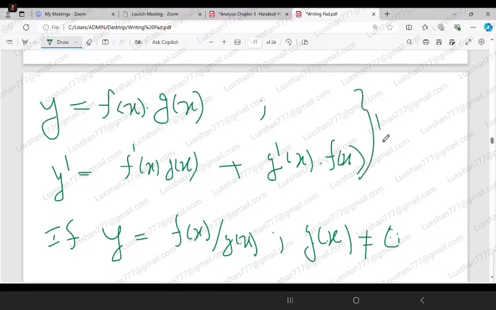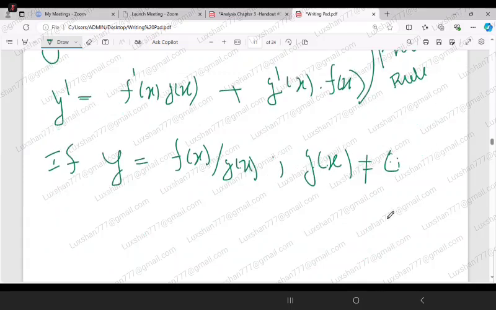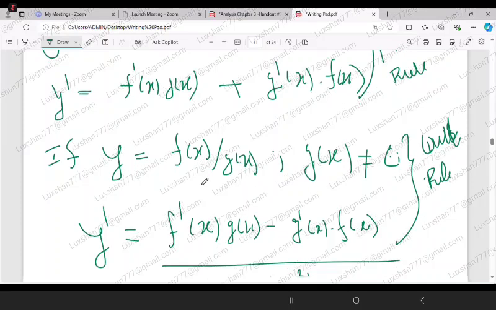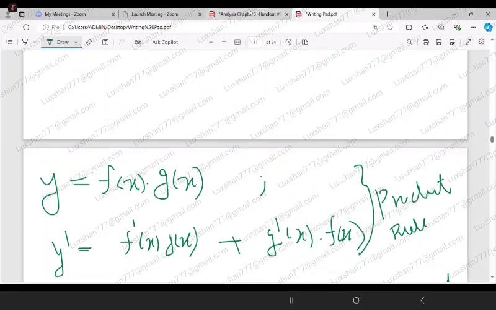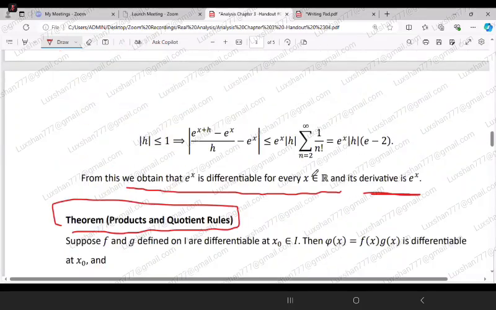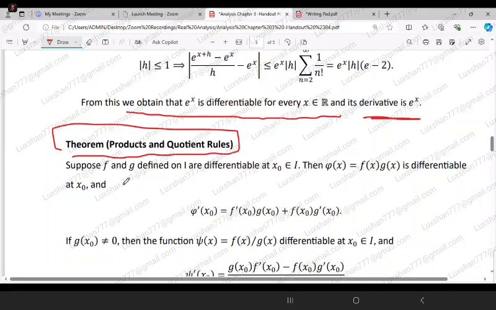This is called the product rule, and this is called the quotient rule. We are going to use the definition and derive these. Let's work out the first one. Let's look at the theorem carefully. Sometimes you may be asked to prove this theorem. The proof is important, all these proofs are important, and writing the statement is also important.